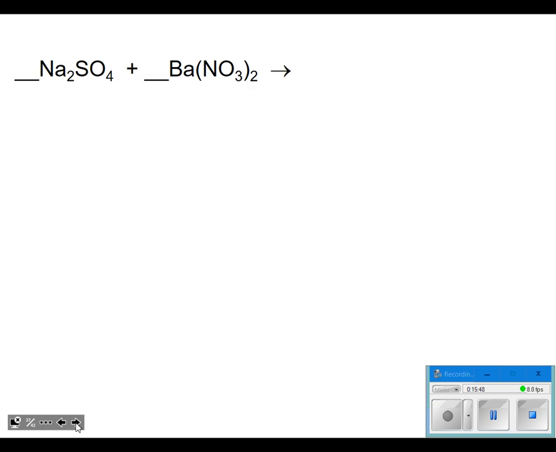Okay, so sodium sulfate and barium nitrate. So sodium and barium are going to switch partners. Okay, so when they do that, I have the positive of sodium and the negative of this one, and when I look up their charges and do my formula writing rules, and I crisscross, I'll end up with sodium nitrate as NaNO3.